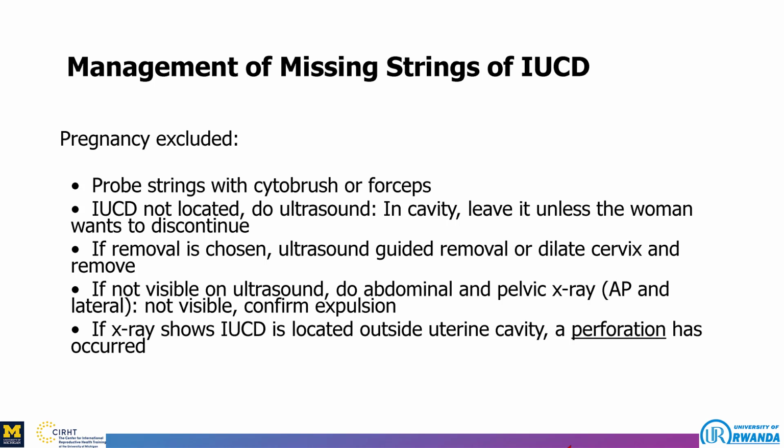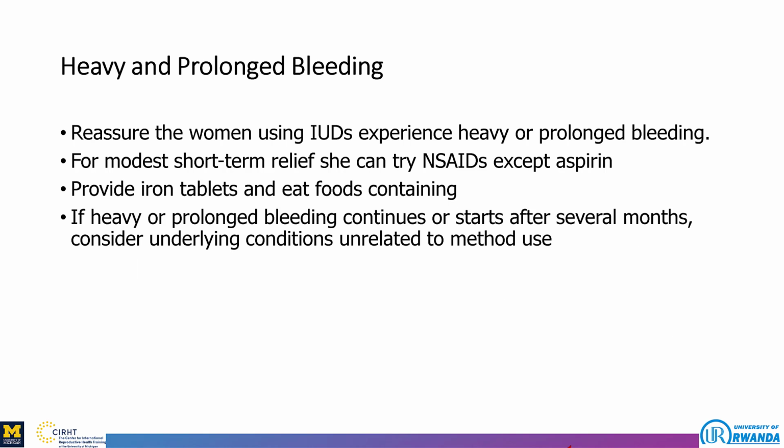Even when it is not visible, then we confirm expulsion. But if the X-ray shows that the intrauterine contraceptive device is located outside the uterine cavity, then we have to think that a perforation has already occurred. Again, that is for the missing string.